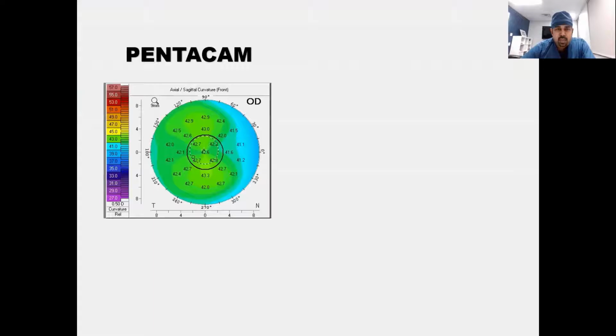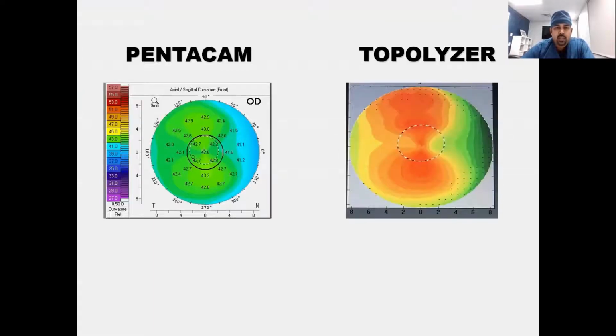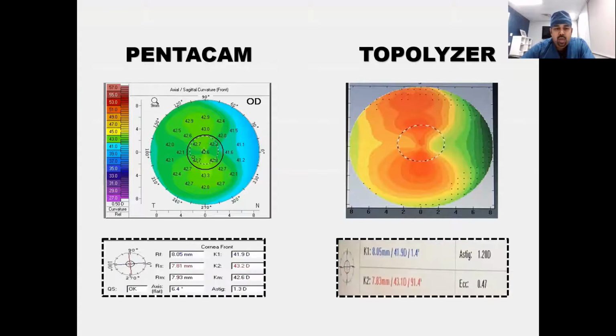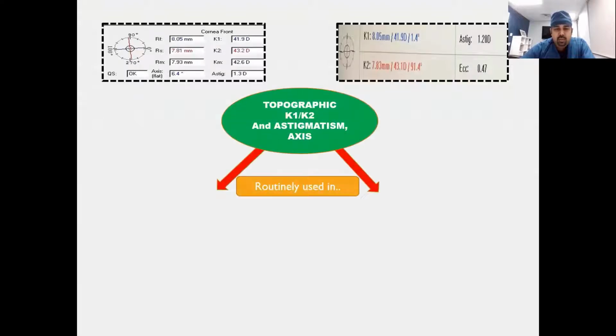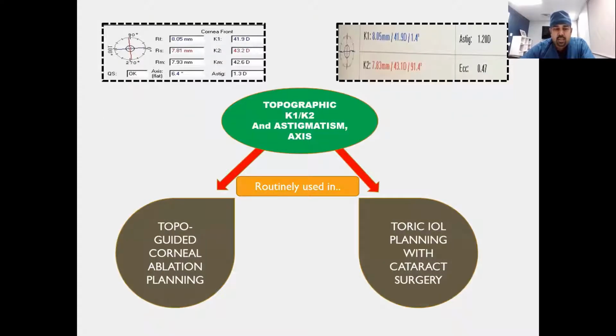When we look at common devices from which we derive the cylinders or the K values, K1 and K2 are the powers of the steep and the flat meridian. The difference of K1 and K2 is your cylinder, or what is commonly called astigmatism. This is what everybody knows, and we have been using these systems to calculate our toric IOLs, toric ICLs, topo-guided corneal ablation platforms, and other platforms for excimer laser correction.